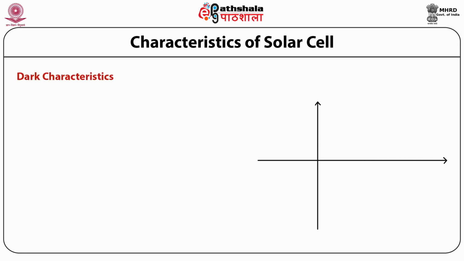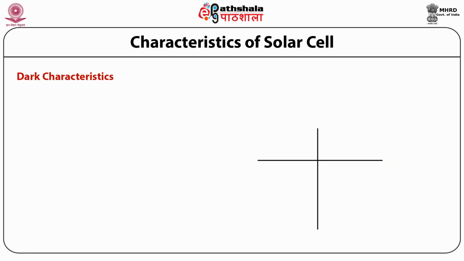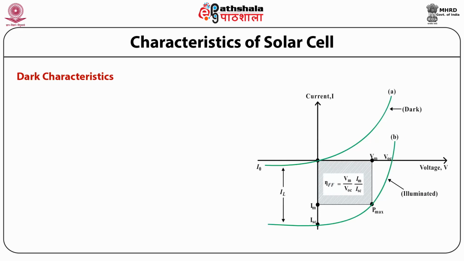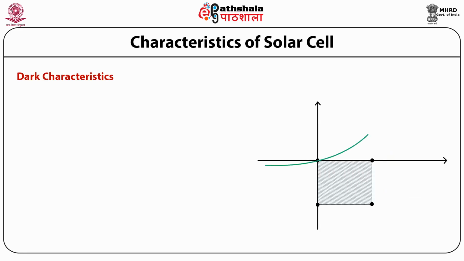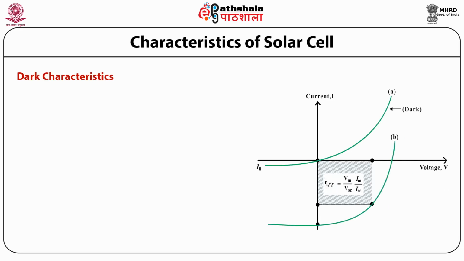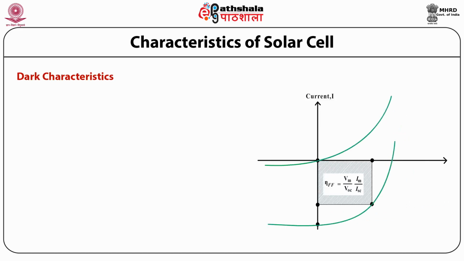Now let us discuss the characteristics of solar cell. This graph shows the current versus voltage characteristics of the solar cell when it is dark, that is A graph, and the B graph shows the characteristics of the solar cell when it is illuminated.